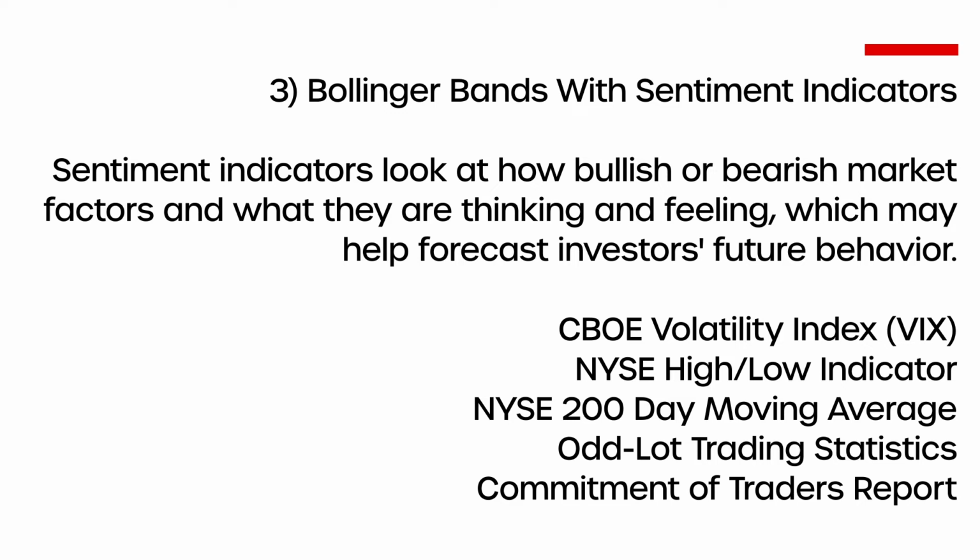Odd lot trading statistics. This indicator measures the number of shares being bought and sold in odd lots, which is less than 100 shares for most stocks. The theory behind this sentiment indicator is that retail investors, who typically have a small amount of money, are likely to buy and sell odd lots. Buy when bearish sentiment reaches a climax and sell when bullish sentiment has peaked. Therefore, when odd lot trading increases during market extremes, savvy investors may take a position in the opposite direction.